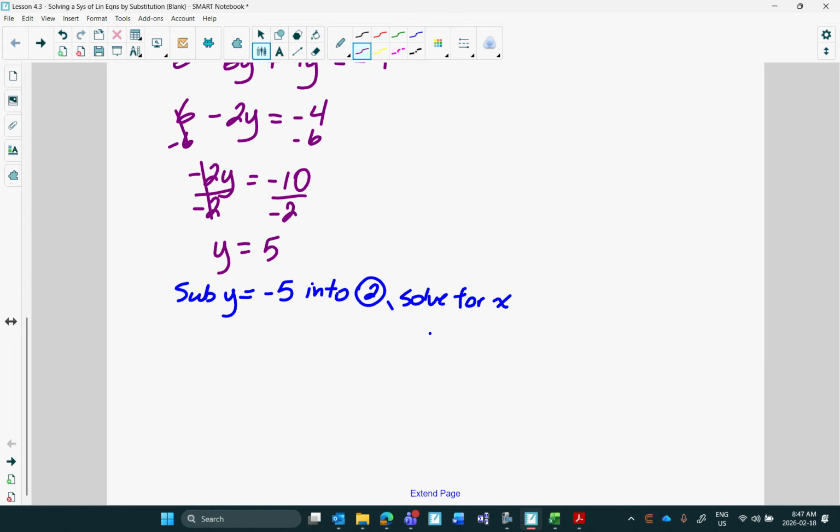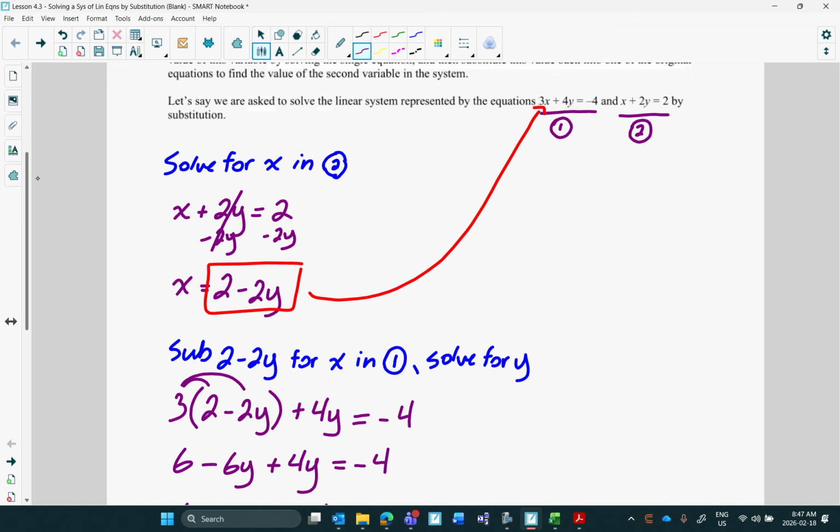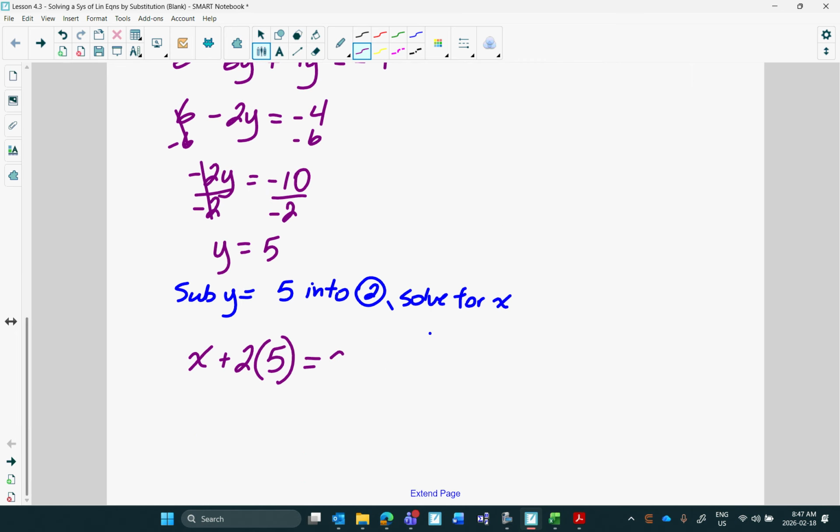So I'm going to get x, oh sorry, it's positive 5. It's x plus 2 times, I know y is 5 now, equals 2. And solve that. Well, 2 times 5 is 10.